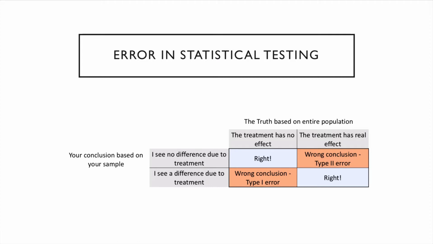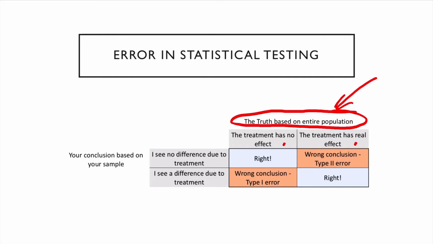So let's talk a little bit about statistical errors. Again, just conceptually, this is helpful for us. Let's look at two things here. What we have is the truth. If we were to test the entire population of athletes with these foam rollers, what would we find? Is there a difference between the foam rollers? So this is what really exists. Either the treatment has no effect or the treatment has a real, positive effect. That's the truth. That's what really exists, and we're trying to find the truth with our research.